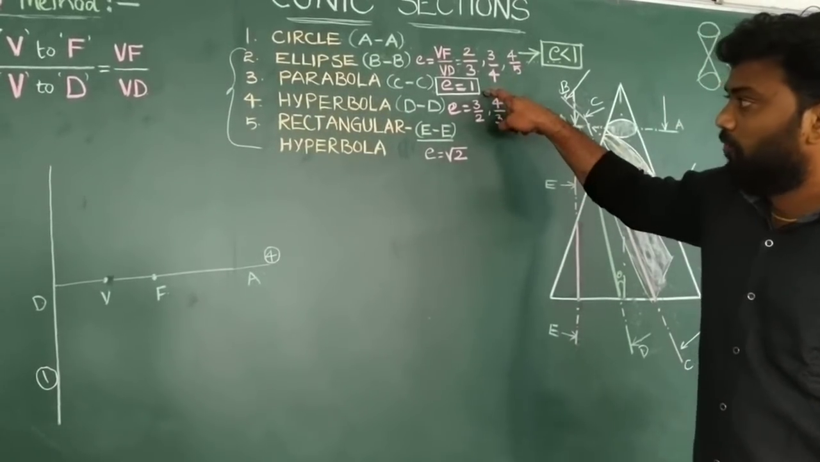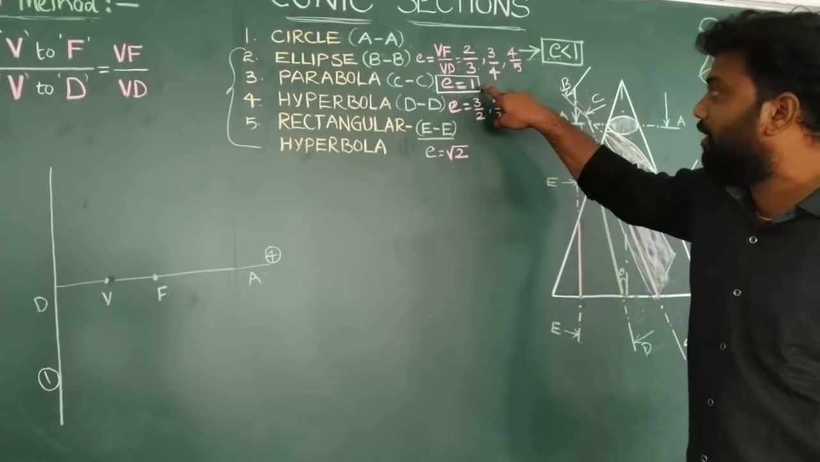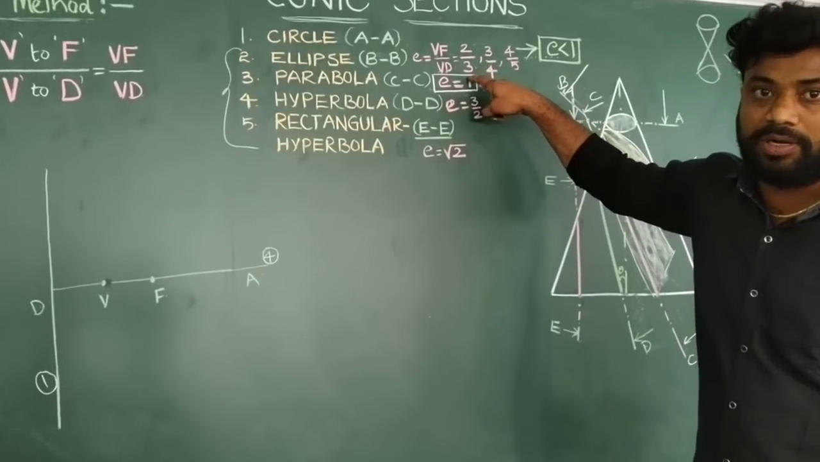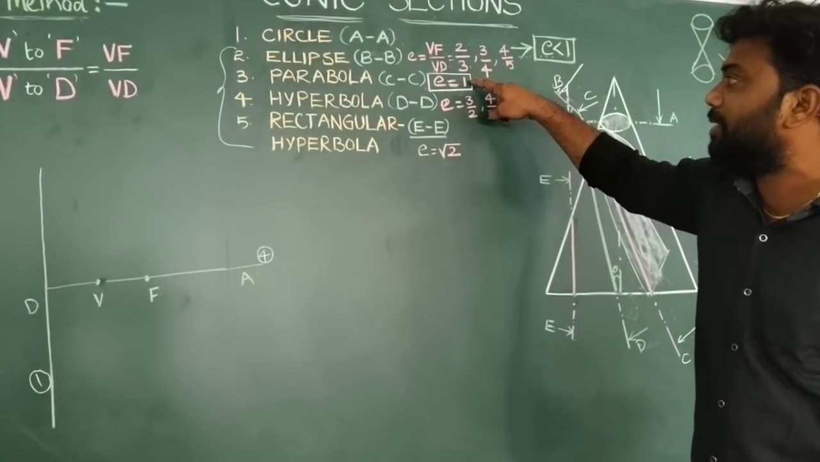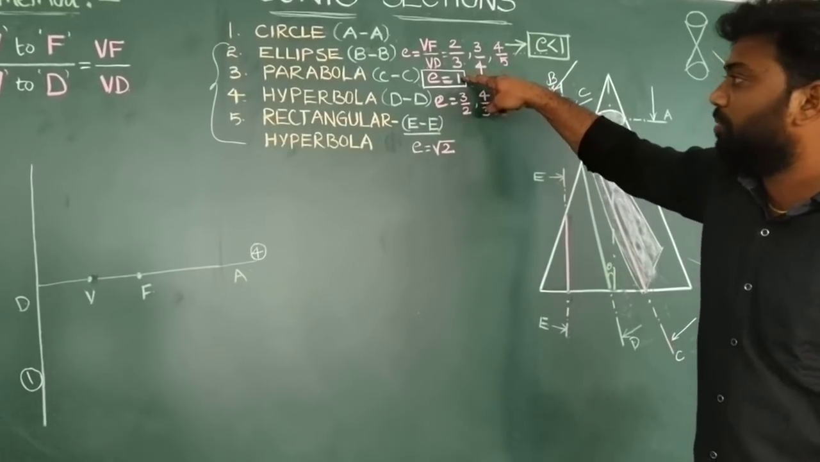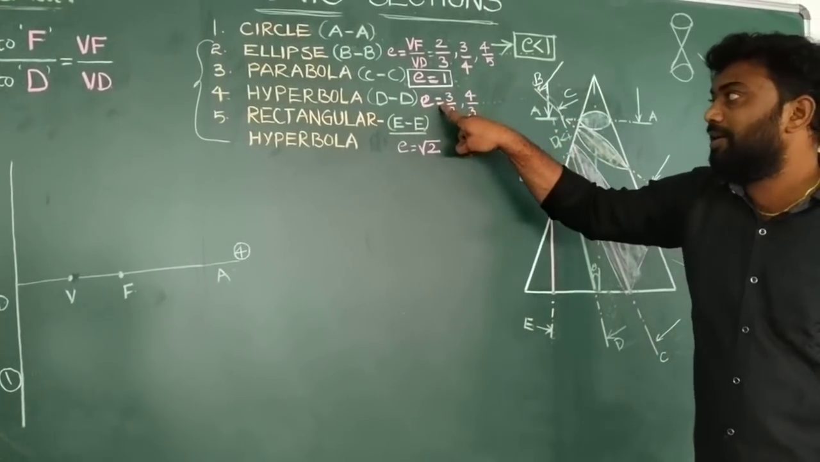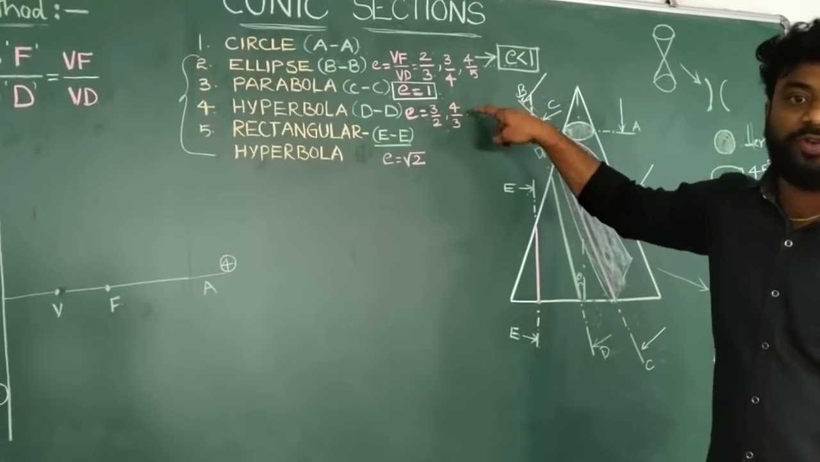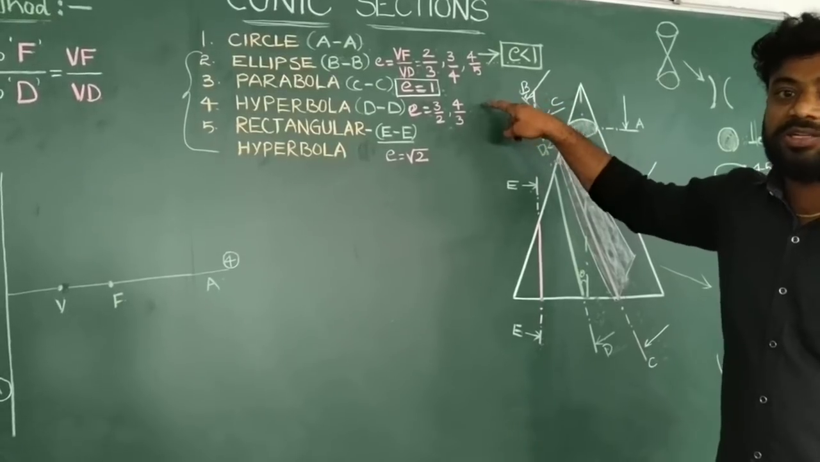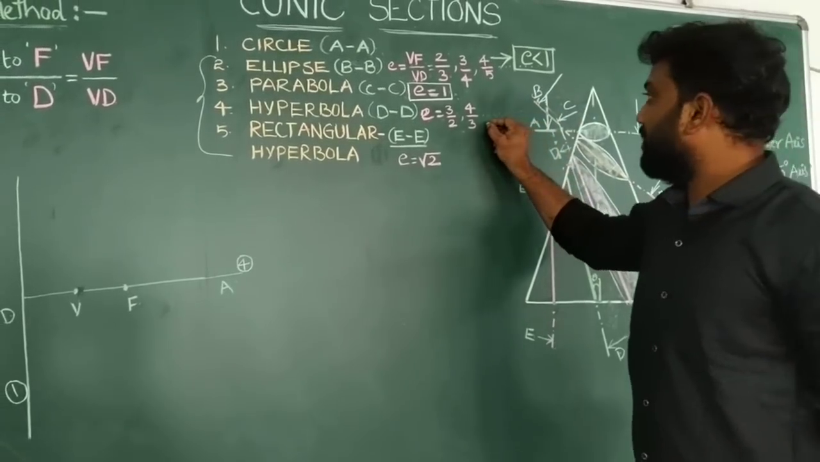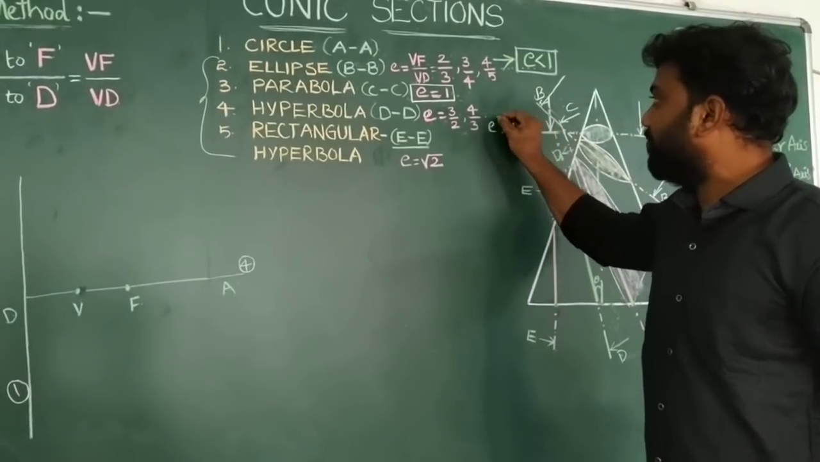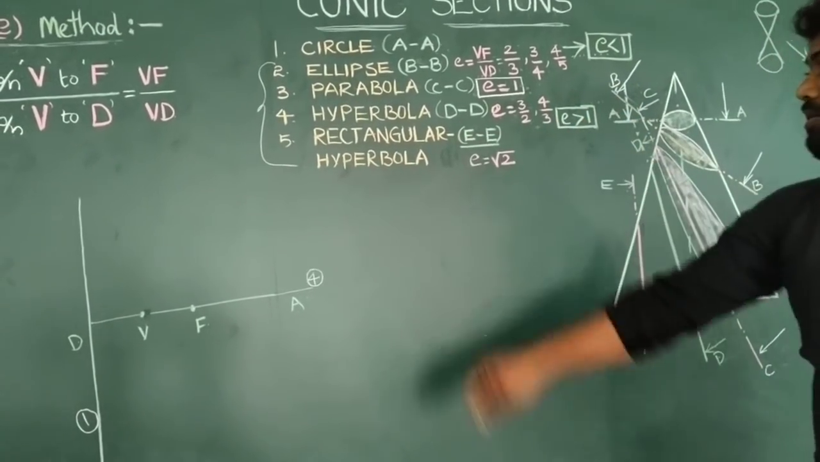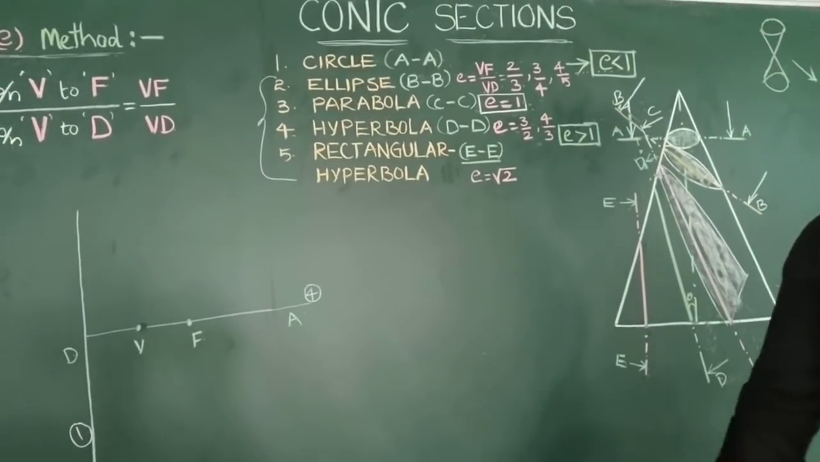And if you come to the value for parabola, that is E is equal to 1. That means here the VF value and VD value are both the same. So when VF and VD are both the same, we get 1. Similarly, for the hyperbola, the eccentricity values are 3 by 2, 4 by 3, 5 by 4, 6 by 5, 6 by 4, like that. So the eccentricity value is greater than 1. In this way we will be having eccentricity values.